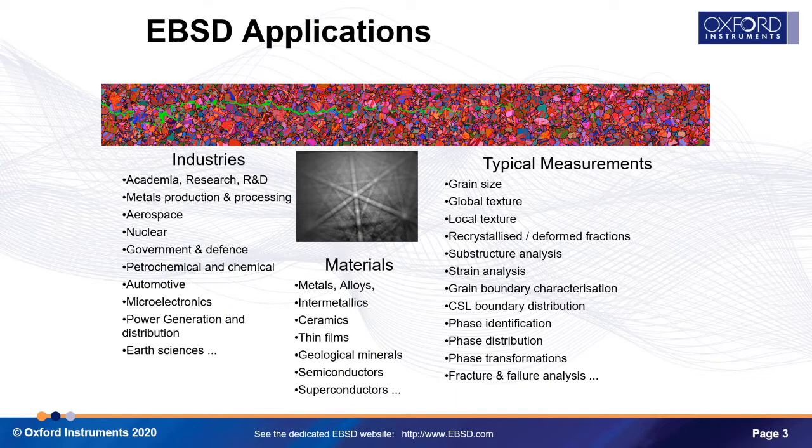You get a huge range of different measures that you can get. You can get an ASTM grain size measurement. You can look at the crystallographic texture for the whole thing or just a very localized portion. You can look at recrystallized and deformed fractions. You can look at substructure. You can characterize grain boundaries, look at strain, identify phases, look at phase distributions. If you've got a hot or a cold stage, you can look at phase transformations, and you can even use it to look at fractures and failures. So, an incredibly broad range of application.